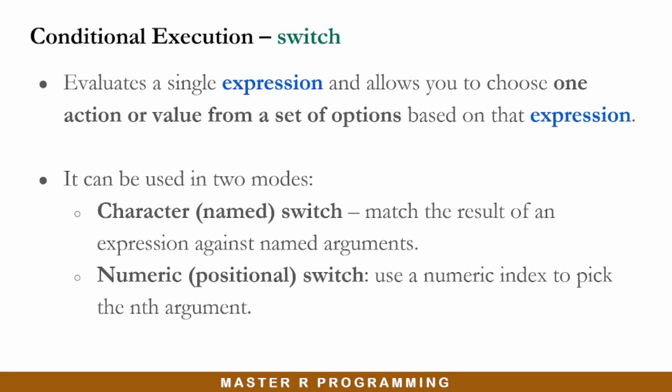It can actually be used in two modes. We have the character or named switch, where you would match the result of an expression against named arguments. And then we also have the numeric or positional switch, which uses a numeric index to pick the nth argument. Now, this will be explained in detail when we get to R.